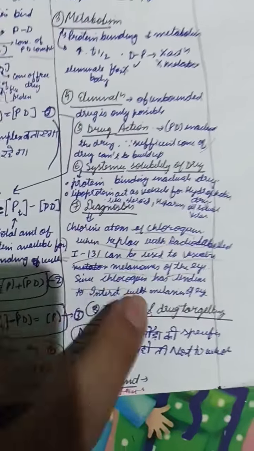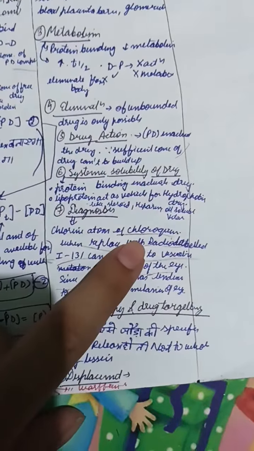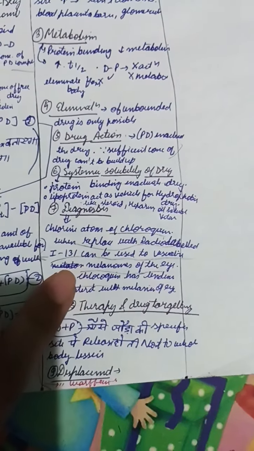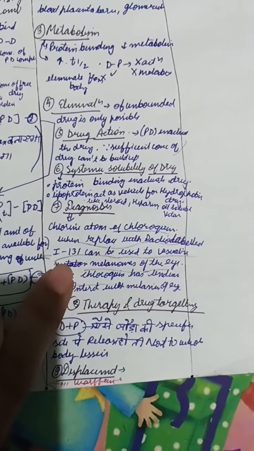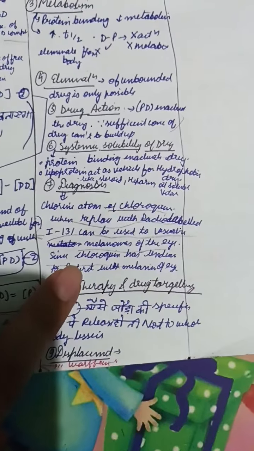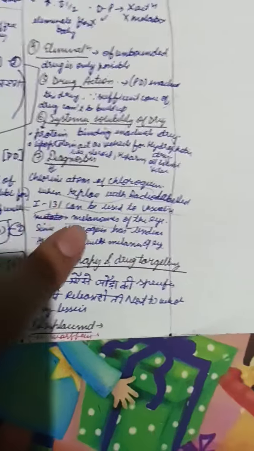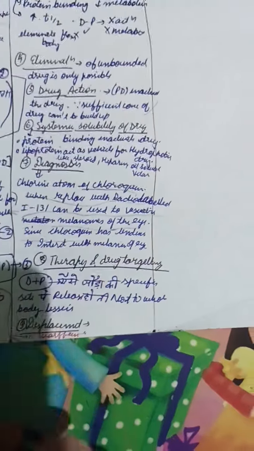Now the diagnosis application: we know that chloroquine is used to cure malaria, so we'll replace the chlorine of this chloroquine with radioactive iodine 131. It is used to visualize the melanoma of the eye, since chloroquine has an affinity for it. Iodine 131 can be used to detect the melanoma of the eye.